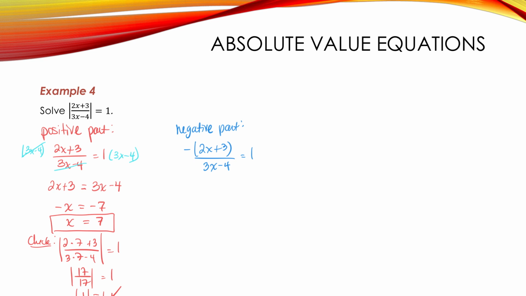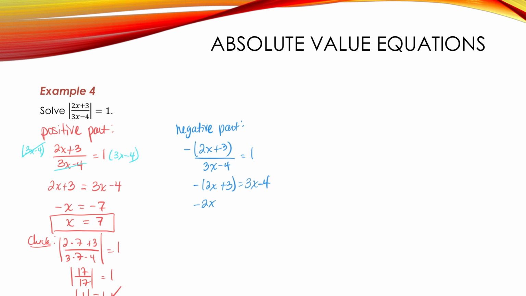So make sure when you're solving these, especially when they get a little more complicated and they have fractions, that you don't put the negative in two different places. It only needs to be in one place, either the numerator or the denominator. In this case, I put it in the numerator. And if we multiply both sides by 3x minus 4 again, we get a negative now times 2x plus 3, equaling our 3x minus 4.